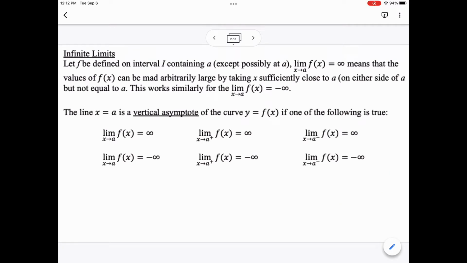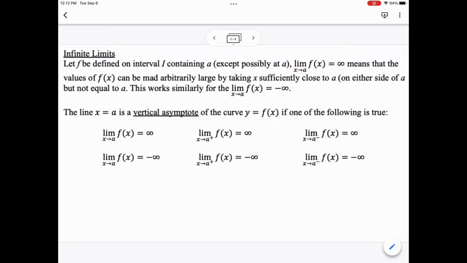Infinite limits work the same way as if we had some discontinuity there. If they're approaching the same thing, then we get to say that they're approaching that value. Most of the time these happen when we're looking at a vertical asymptote on the graph.